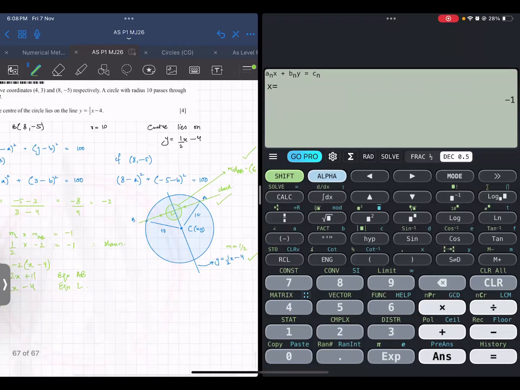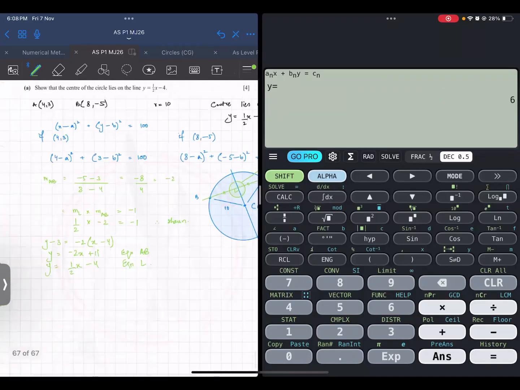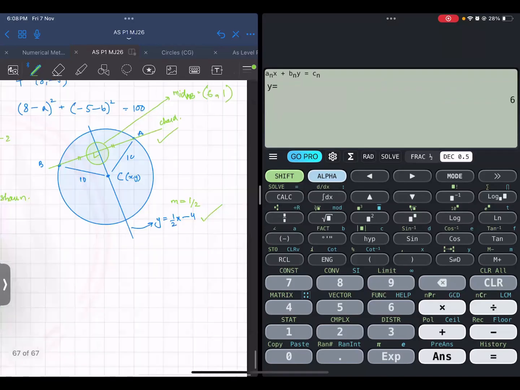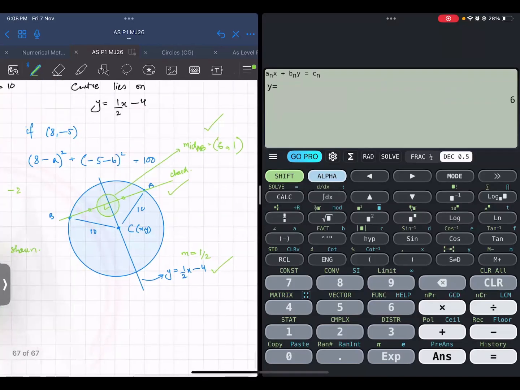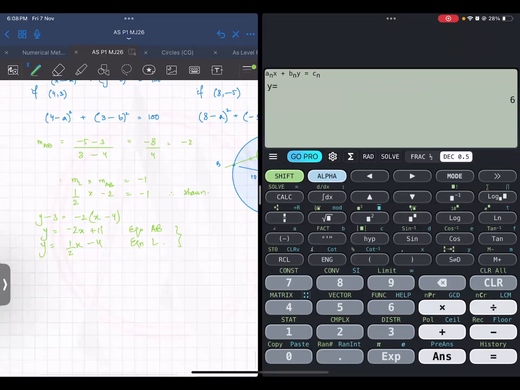-1 and 6. Yes. -1 and 6. Good. We found it. So the simultaneous after solving this is passing through. The point of intersection is x is 6 and y is -1.